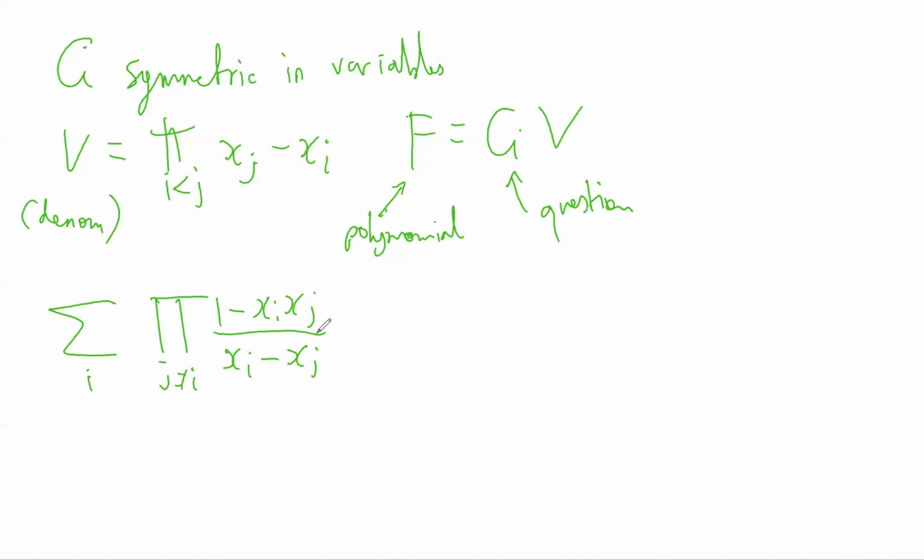Is that obviously symmetric? Do you want to swap i with something, for example? What do you get? Hmm.